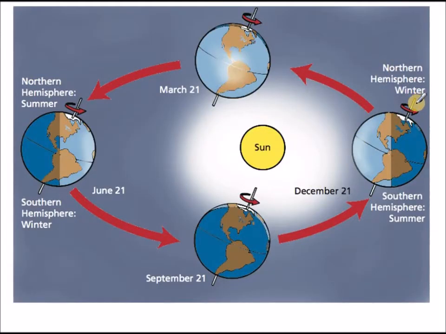You will notice here that when we have winter in the Northern Hemisphere, we have summer in the Southern Hemisphere, because the Northern Hemisphere here is tilted away from the Sun and the Southern Hemisphere is tilted towards the Sun, hence the differences in the seasons. And you have the opposite at this end, where you have summer in the north and you have winter in the south, because the north now is tilted towards the Sun.